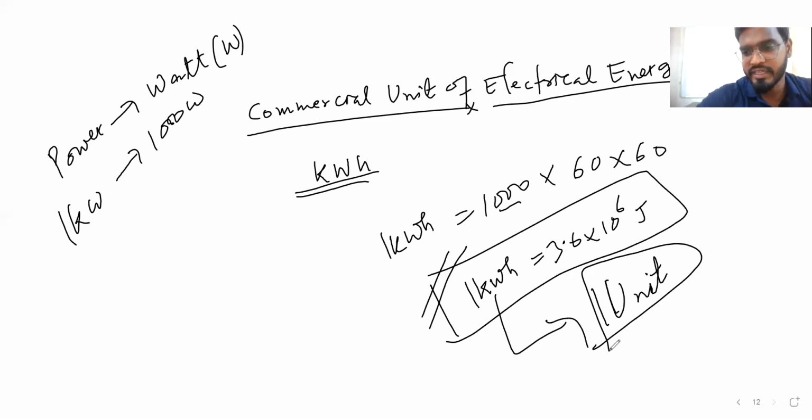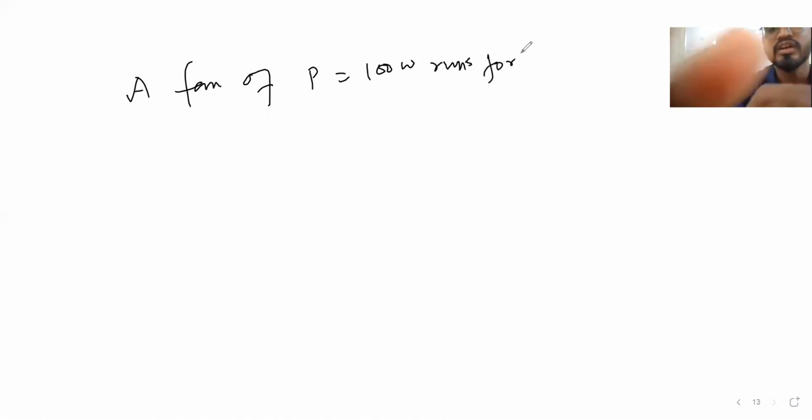Let's see 1 or 2 numericals. A fan of power 100 watt runs for 3 hours.